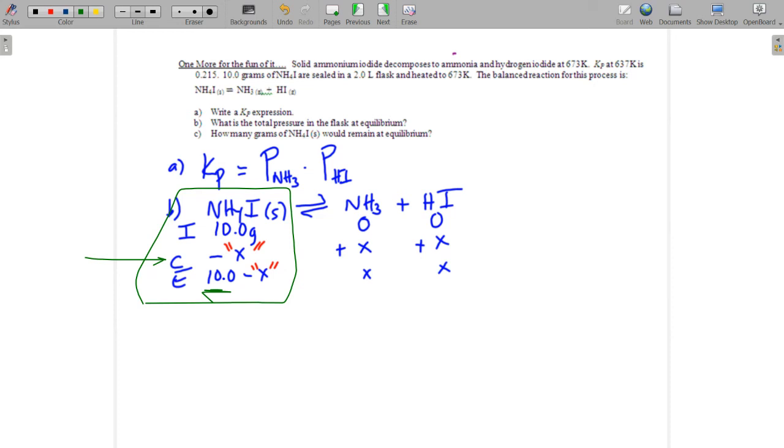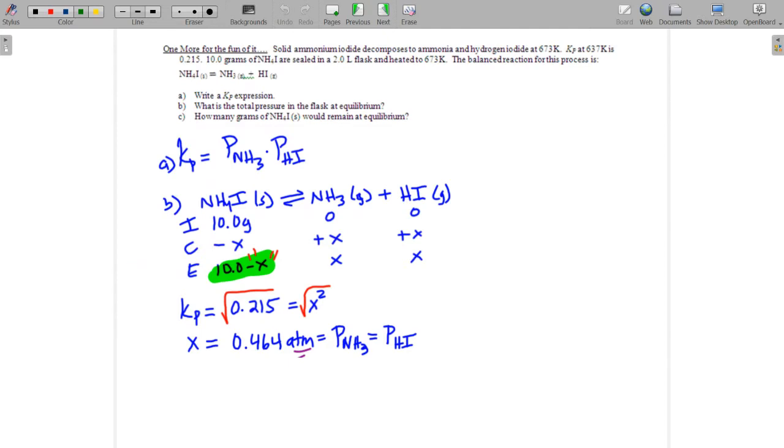Also, you don't really have any other information about what these are, and so you need to use it somehow. So it says 10 grams was sealed and so on, and so go ahead and go to the next slide, and you'll see that we leave that in there, but we do know that the KP equation is pressure of NH3 times the pressure of HI. We know that both of those are going to be the same due to the fact that both of them are X. So we know that this is X squared. We also know that the KP in the problem is actually given to you, and that is 0.215.